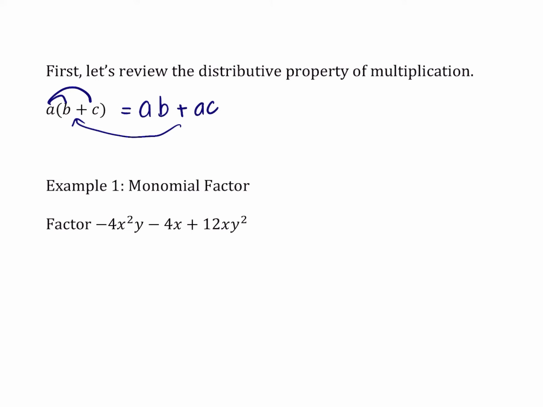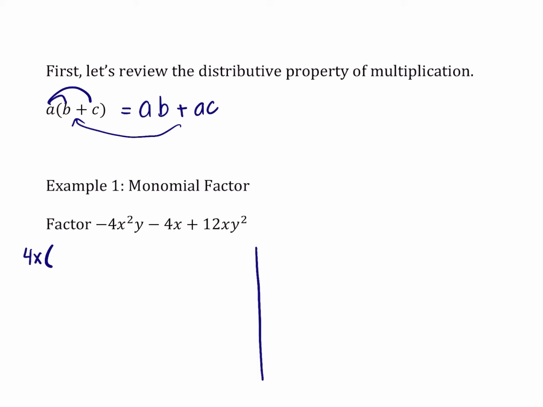So when we want to factor this polynomial from the example, negative 4x squared y minus 4x plus 12xy squared, we want to first look at what each of our terms have in common. So I know all its coefficients are divisible by 4, and each of them have at least one x, so that's what I'm going to be factoring out. Firstly, there's going to be two different ways to do this. One might be preferable to the other in certain circumstances, however, both are completely fine.